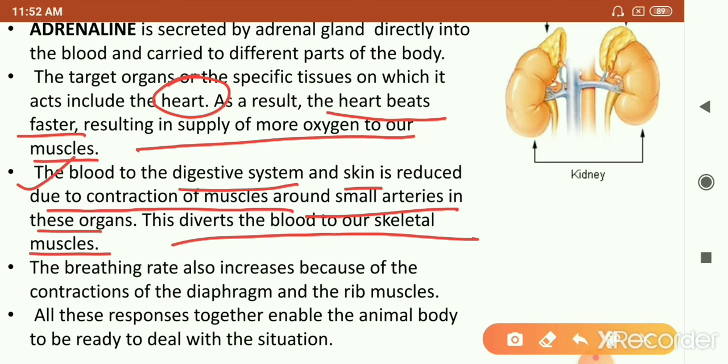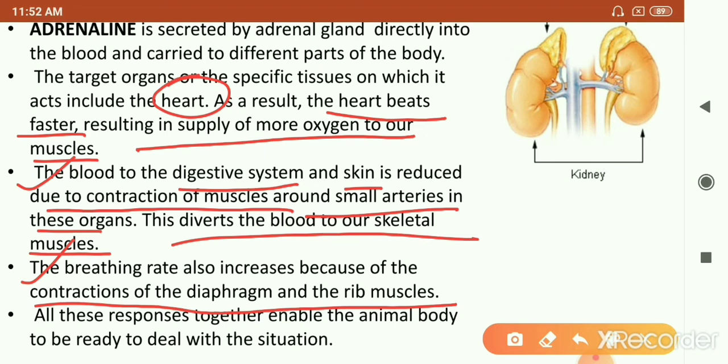At the same time, the rate of breathing also increases because of the faster contraction of the diaphragm and the rib muscles. Remember, you've learned the mechanism of breathing, and there you learned that inhalation or exhalation is because of the contraction and relaxation of the diaphragm and the muscles attached between the ribs. So another target of adrenaline is the diaphragm and rib muscles, and when they start contracting faster, you start breathing faster, so that more and more oxygen is taken into the blood.